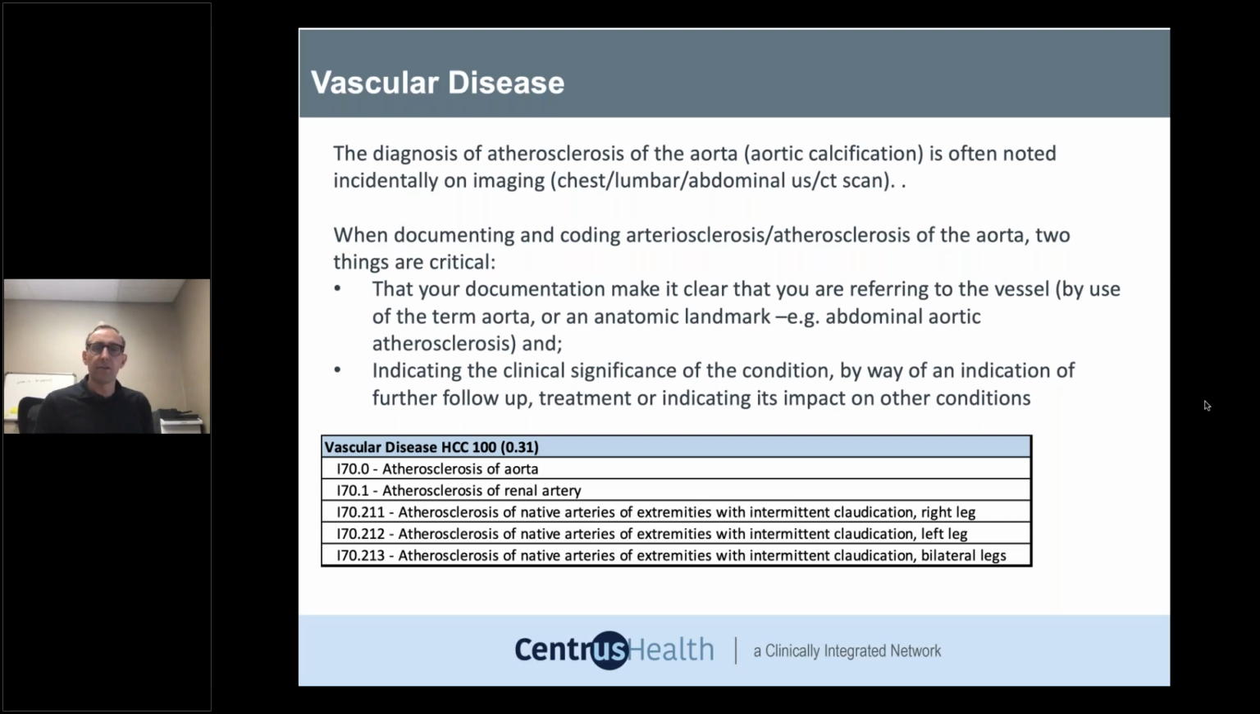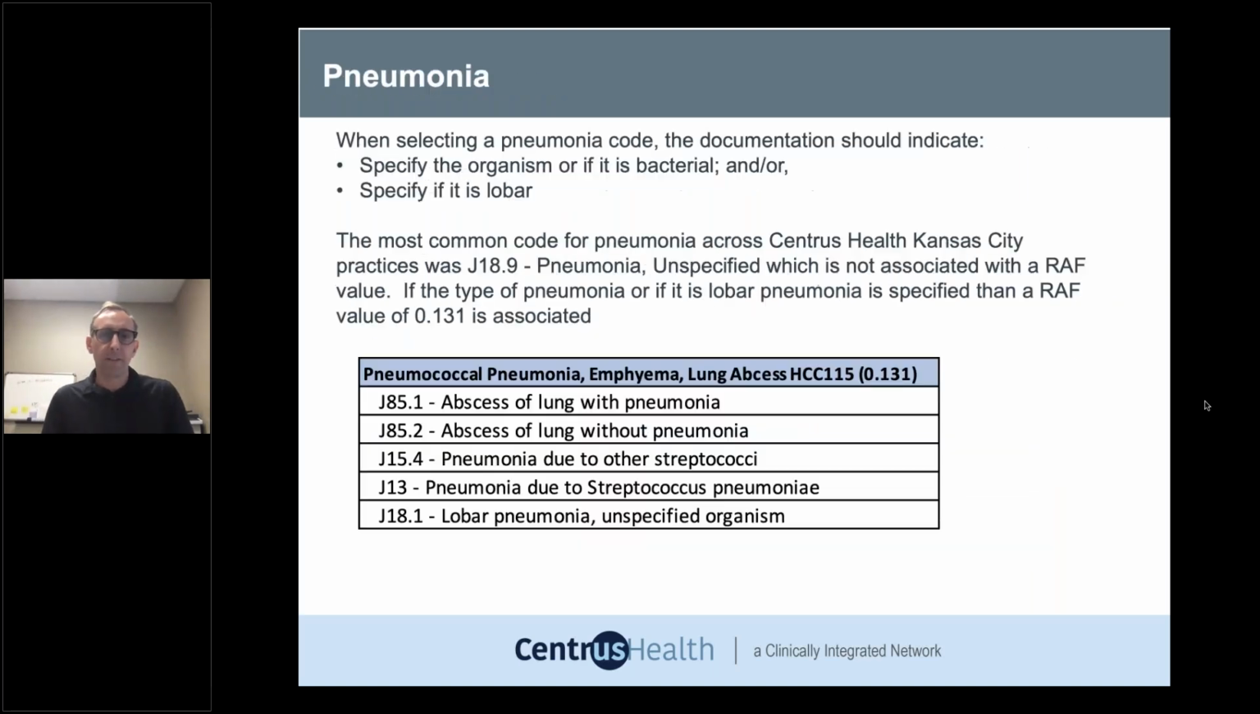All right, next is pneumonia, which is another one that falls into that grouping. Oftentimes we see that an unspecified pneumonia code is used, especially at a primary care level. J18.9, pneumonia unspecified, is not associated with a risk adjustment value. But if you're able to specify the location and the type of organism or bacteria, then it carries a risk-adjusted weight of a 0.313.